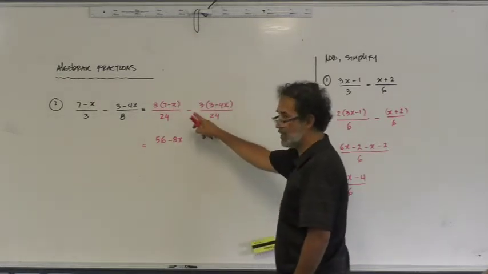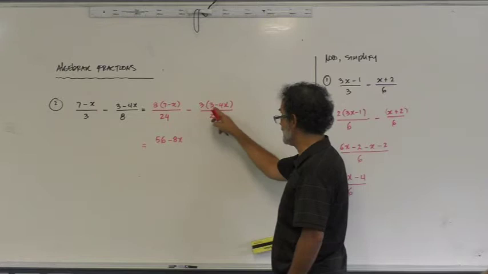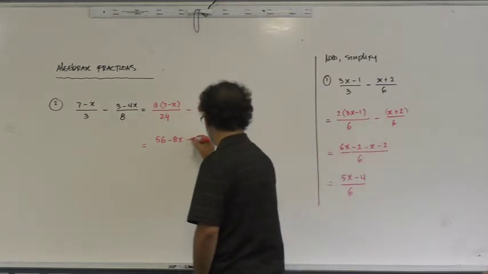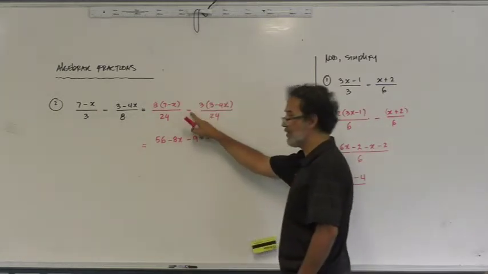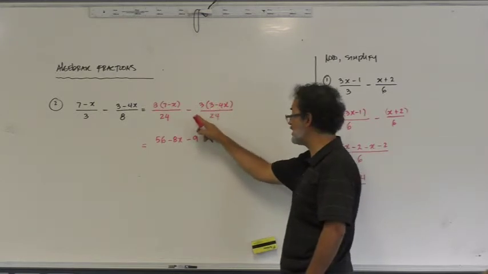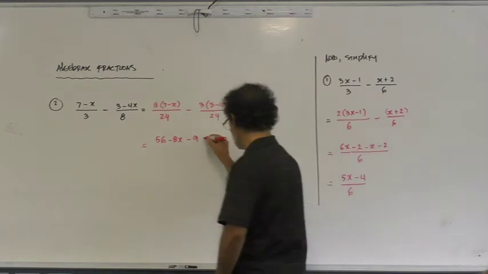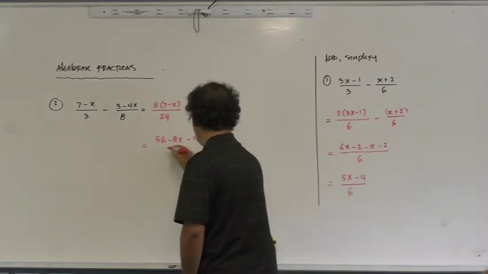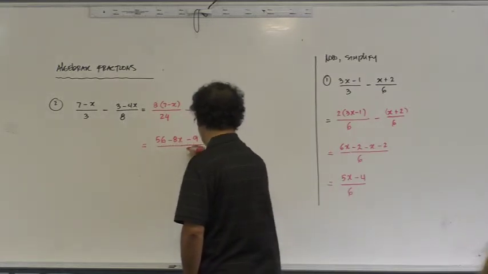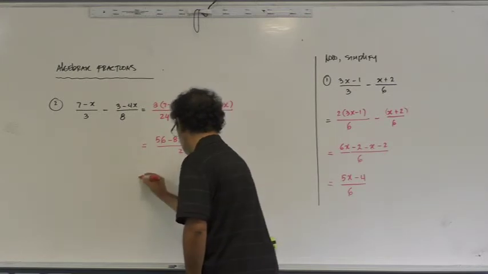But then we're going to be careful because here we're going to have negative 3 times 3, which is negative 9. And then we're going to have negative 3 times negative 4. What's the answer for negative 3 times negative 4? Positive, yes. It's going to be positive 12x. And then all over the common denominator, which is 24.